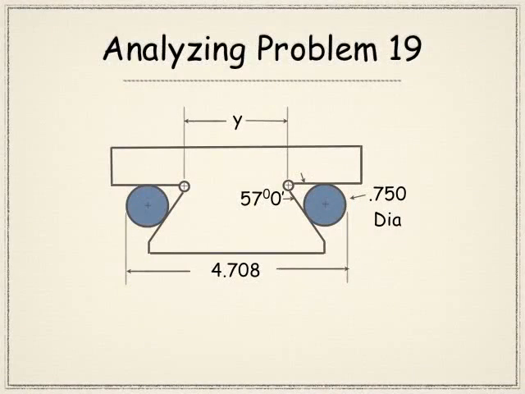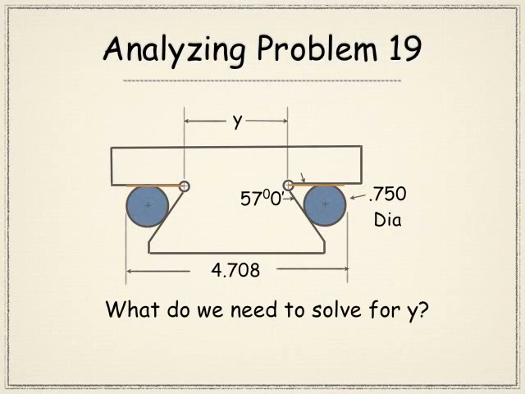So analyzing problem number 19 is what we have to do first. We have to figure out what are the pieces of information we need to solve for y.